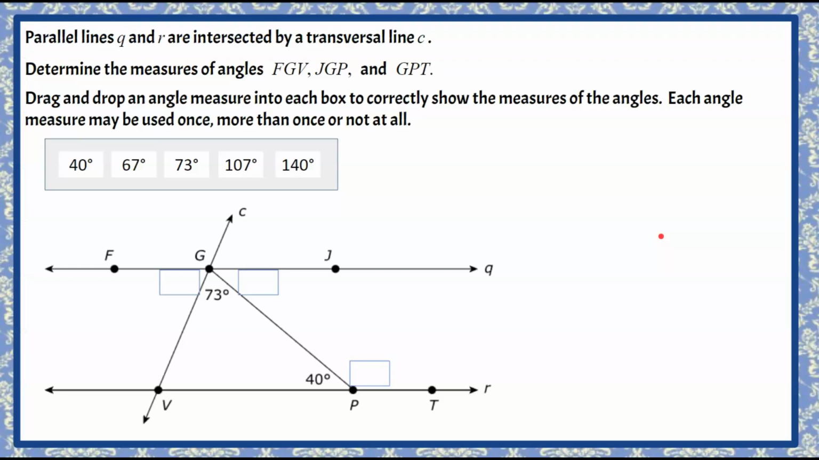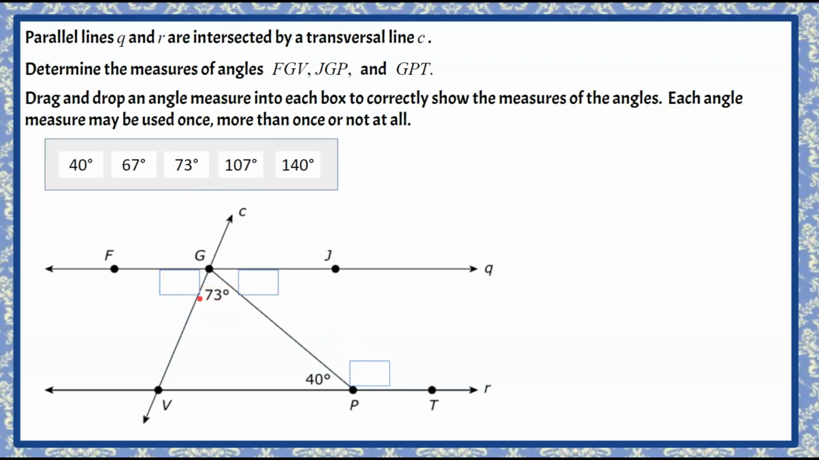Here's our question today. We have parallel lines Q and R, and they are intersected by a transversal line C. We're going to determine the measures of angles FGV, JGP, and GPT. You're going to drag and drop an angle measure into each box to correctly show the measures of the angles. Each angle measure may be used once, more than once, or not at all. So you are given these 5 angle measures and you're supposed to place them in these 3 boxes.